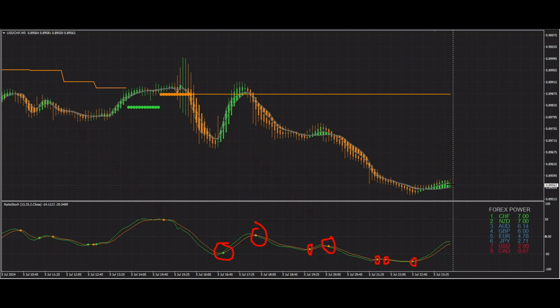So all you'll be waiting for is looking at this Forex power and also looking at the histogram to see when it gives you the direction which confirms with the price channel.